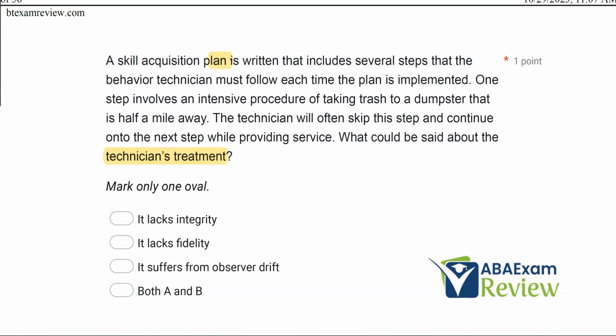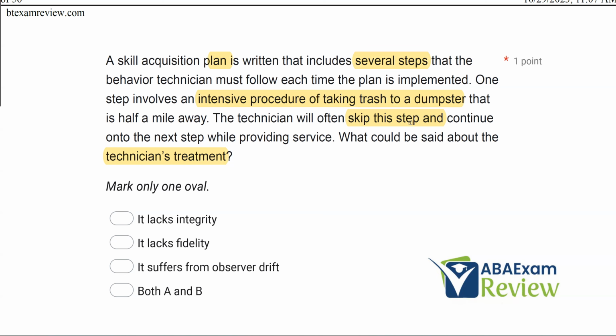And so what could be said about the technician's treatment? Well, we know this plan includes steps that the behavior technician must follow each time, of course. One step involves an intensive procedure of taking trash to a dumpster that is half a mile away. Now, the technician skips that step often. For what reason? We're not sure why. It could be too complicated, too much effort. We don't know. But the point is, they skip that step that is in the plan. And so what the technician is doing is they're not implementing the plan correctly.